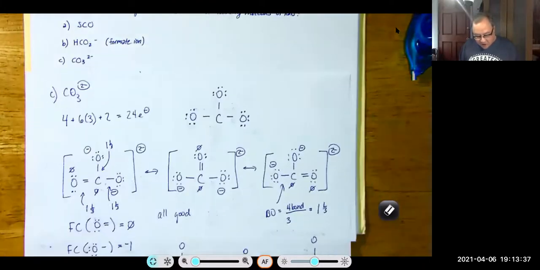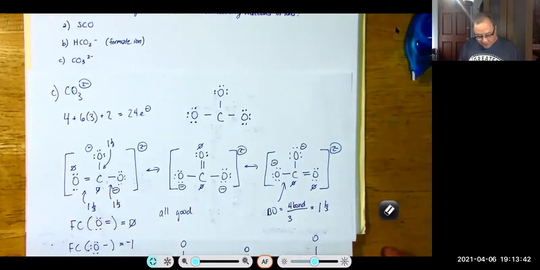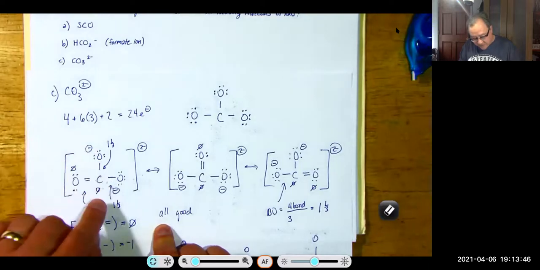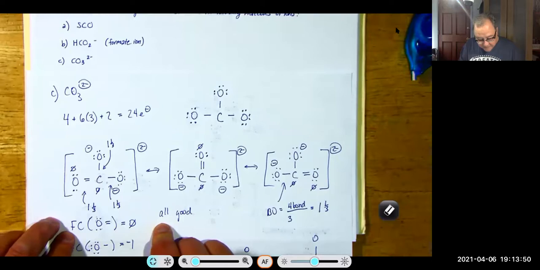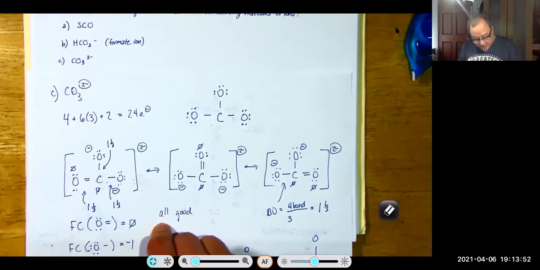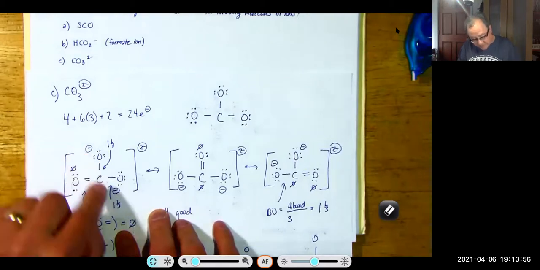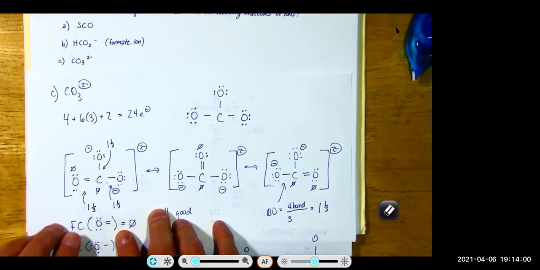Okay, so that's your carbonate ion. You would draw all 3. And the formal charges are, as we've shown, 0, -1, 0, and -1. And if you look at the formal charges, what do 0, 0, -1, and -1 add up to? A -2. And that's the charge on this thing.